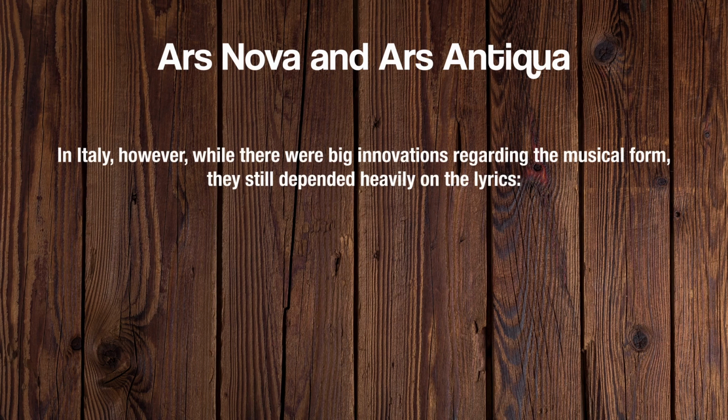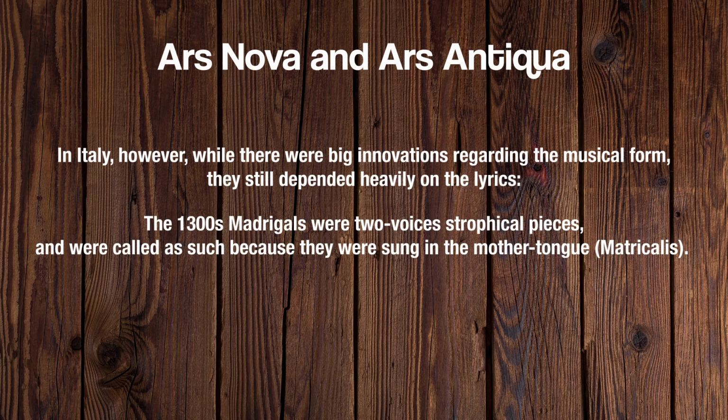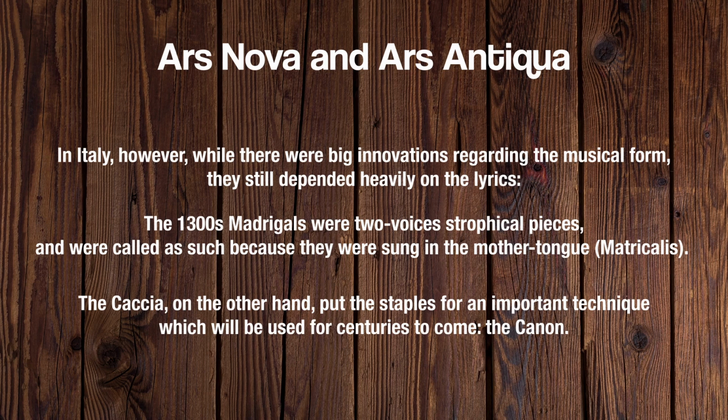In Italy, however, while there were big innovations regarding the musical form, they still depended heavily on the lyrics. The 1300s madrigals were two-voice strophic pieces and were called such because they were sung in their mother tongue, matricalis. The caccia, on the other hand, set the foundations for an important technique which will be used for centuries to come, the canon.